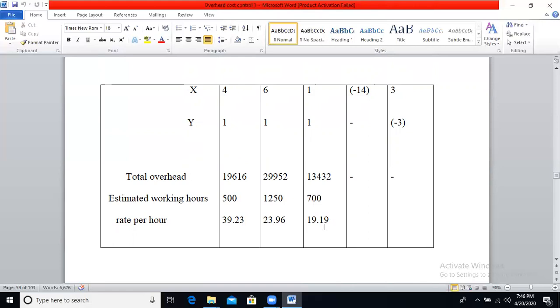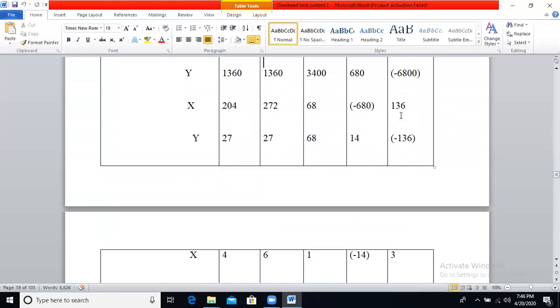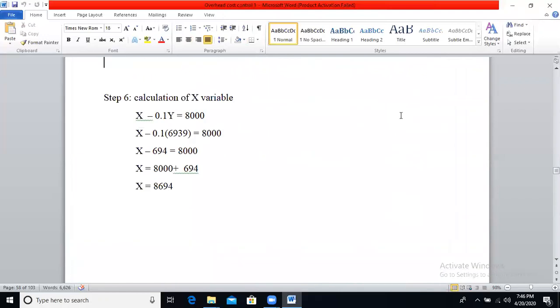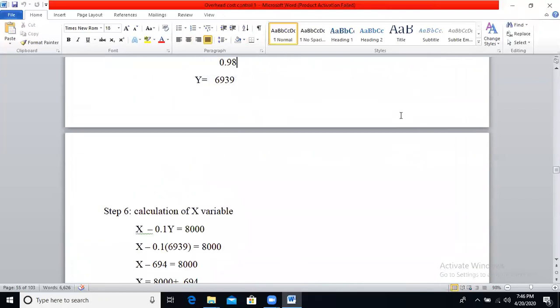So the main thing is how you will reapportion the service department to all production departments and the remaining service department. And in the case of the simultaneous equation method, the formation of equations and finding out the X and Y values should be most important. Thank you.